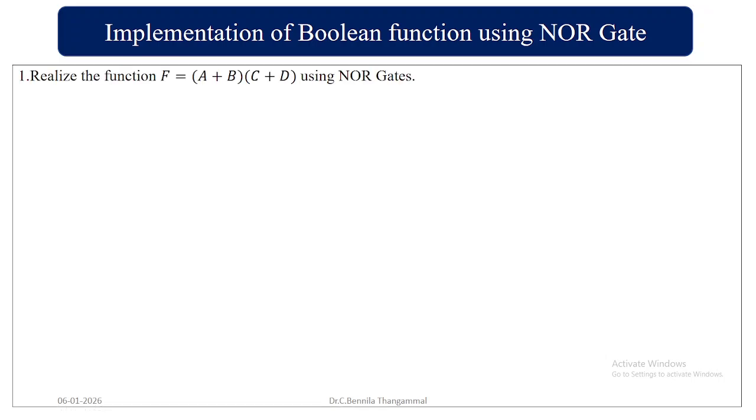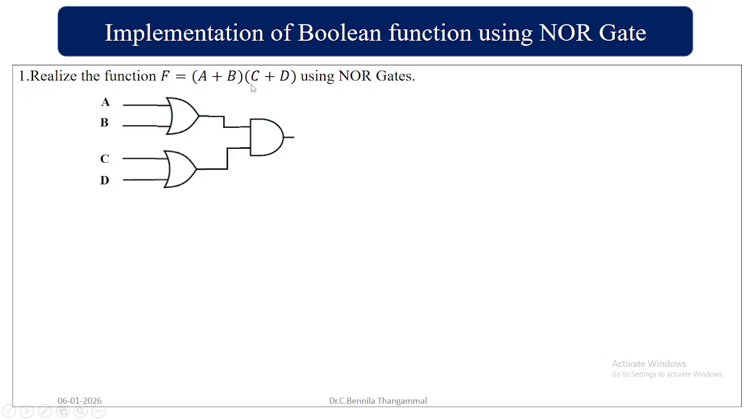So we'll solve a problem here. Realize the function f equals a plus b into c plus d using NOR gates. For a plus b, I will use an OR gate, and similarly for c plus d I will use another OR gate, and to combine these two I will use an AND gate. So here I get a plus b, and here I get c plus d, and multiplying gives f. Now the first step is over: I have implemented the logic diagram using basic gates.